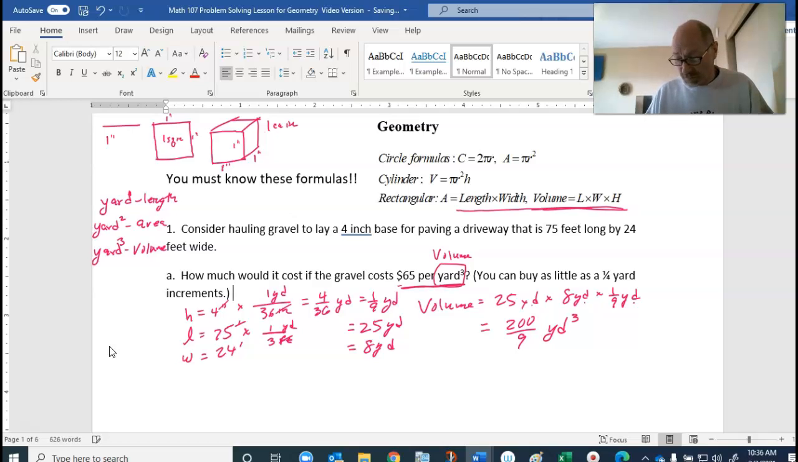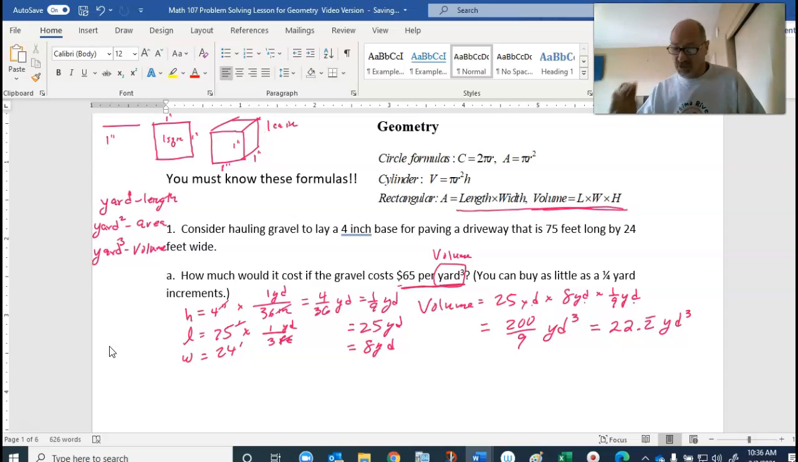We read this as cubic yards. We don't really read it as yards to the third power, even though technically it is yards cubed, but we say the unit measure is cubic yards, which is our volume. And 200 divided by 9, 9 goes into 20 twice with 2 left over. So that's 22.2 repeating cubic yards.